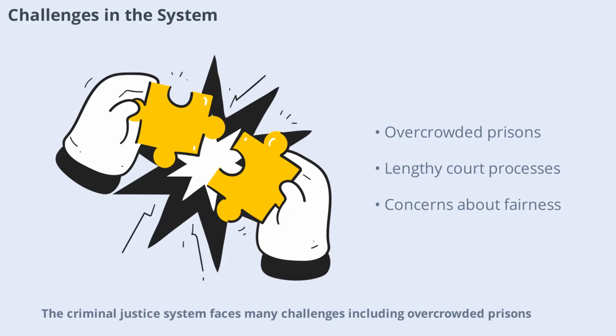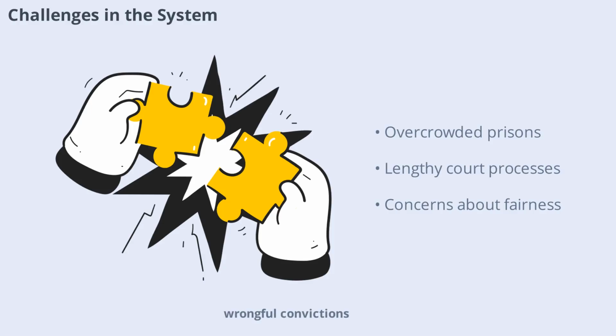The criminal justice system faces many challenges, including overcrowded prisons, lengthy court processes, and concerns about fairness. Issues like racial bias, wrongful convictions, and unequal access to legal representation can undermine trust in the system. Addressing these challenges requires ongoing reform, transparency, and a commitment to justice for all. By understanding these issues, we can work toward a more effective and equitable system.